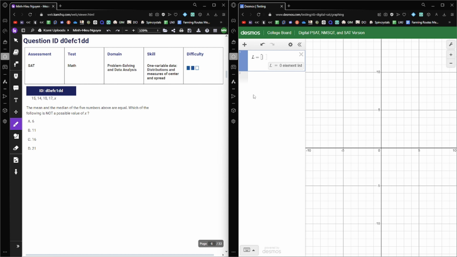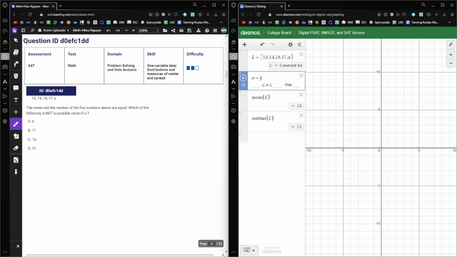L equals bracket 15, 14, 18, 17, and I'm going to just leave this last little number as a variable, and you can't put x or y as a variable, so I'm gonna just use a. Alright, now I'm gonna add a slider, and then real quick, mean of L and then median of L. And now I'm gonna just change this slider to these answer choices.